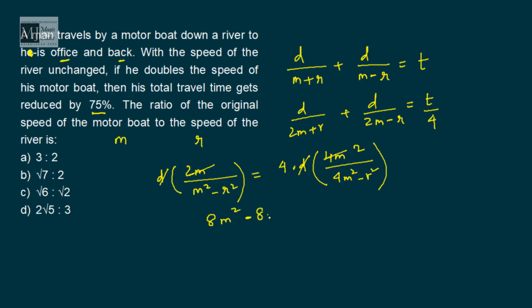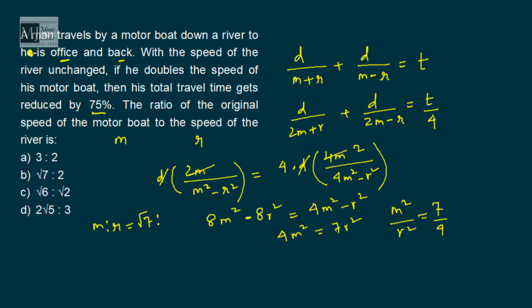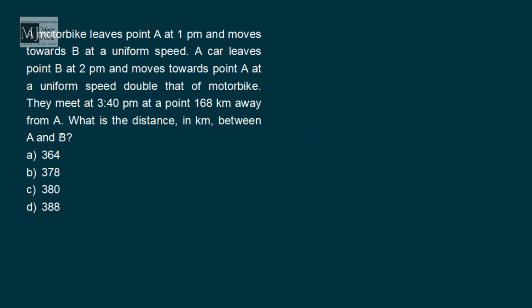8m square minus 8r square equals 4m square minus r square. So we have 4m square is 7r square. m square by r square is 7 by 4. That is the duplicate ratio of m is to r. So m is to r is the subduplicate of 7 by 4. That would be root 7 is to 2. Option B fits in.